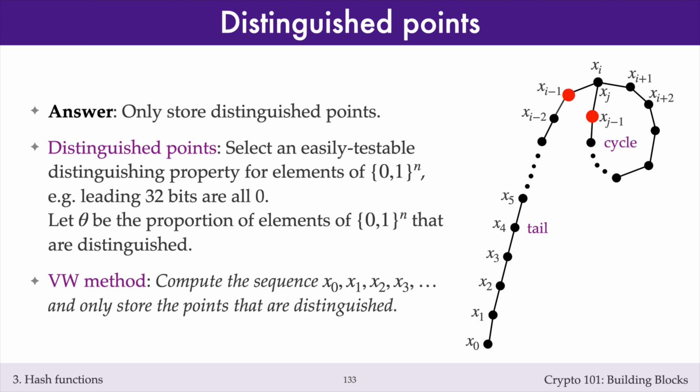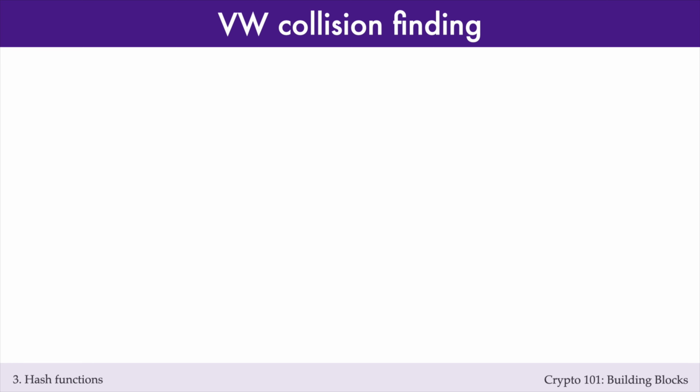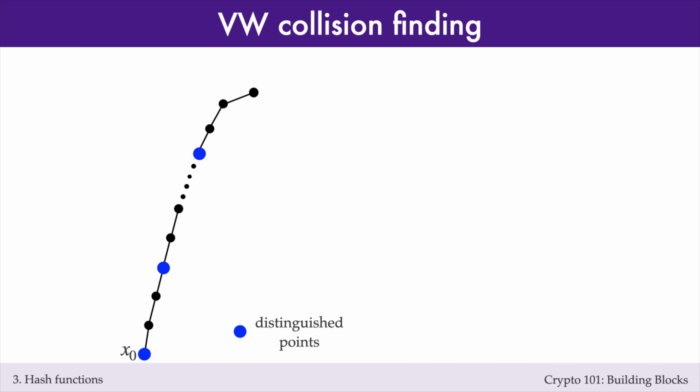In a nutshell, then, the VW algorithm is to compute the terms of the sequence one at a time, but only store the points in the sequence that are distinguished. Here are the details. We begin by storing the first point x0 in the table. We then hash x0 to get x1, hash x1 to get x2, and so on. As we compute terms of the sequence, we only store the terms that are distinguished. These are shown by the blue dots.